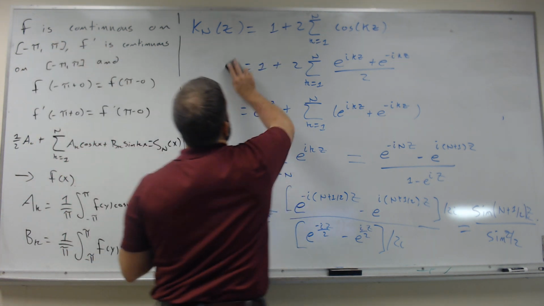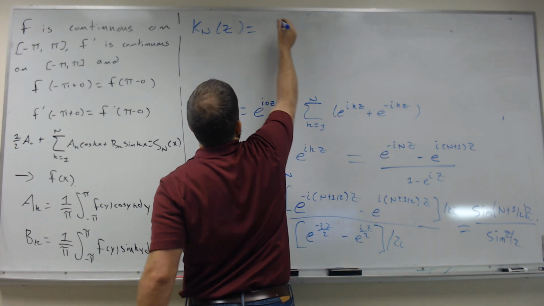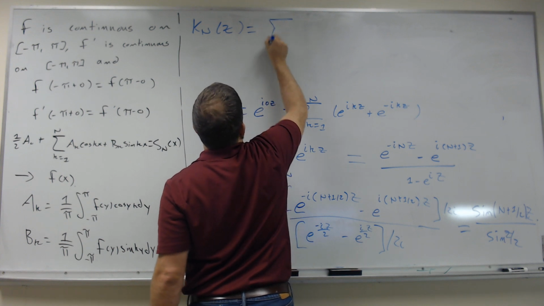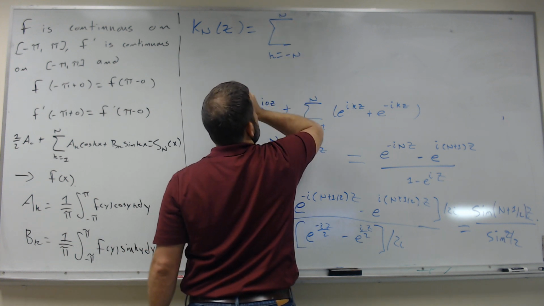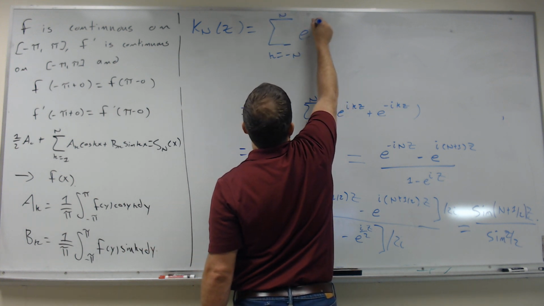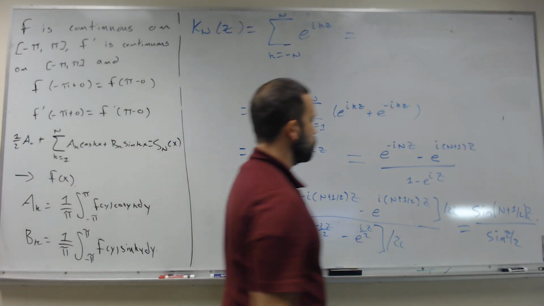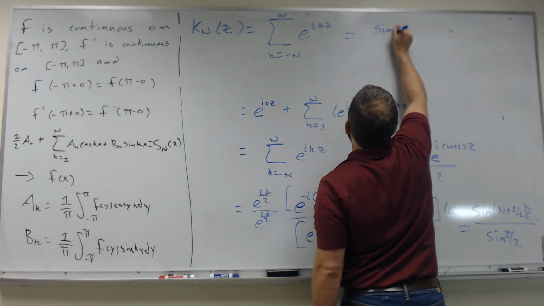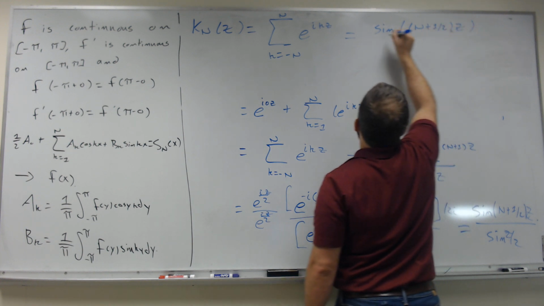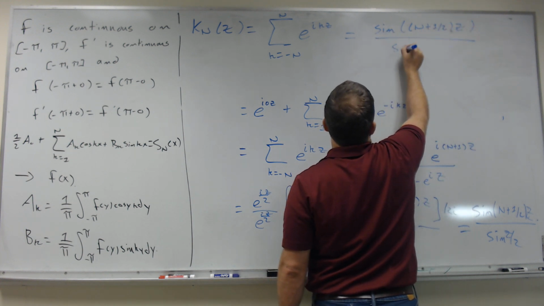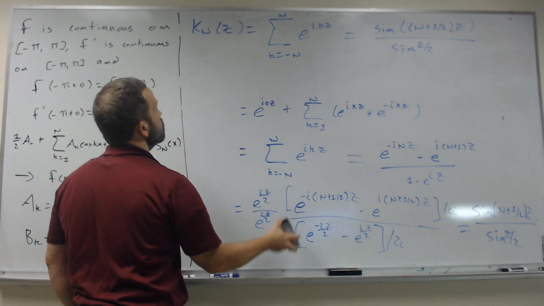There are two useful ways of thinking about this. One, we can think about this as the sum from k equals minus n to n of e to the ikz. That's one helpful way to think about it, and this is the other helpful way: sine of (n plus 1/2) z over sine of z over 2.